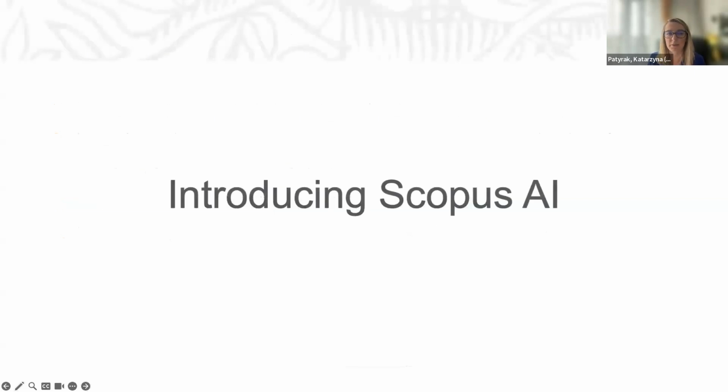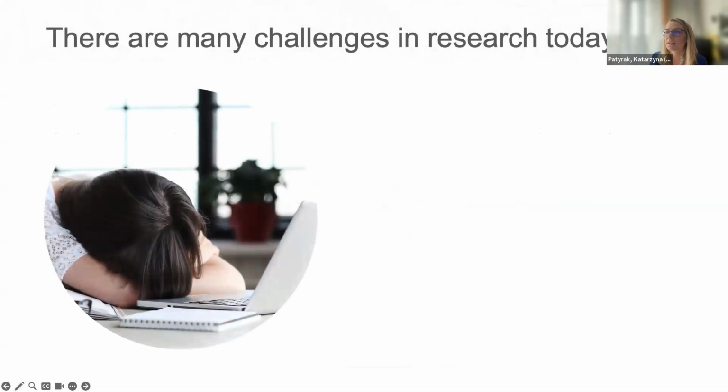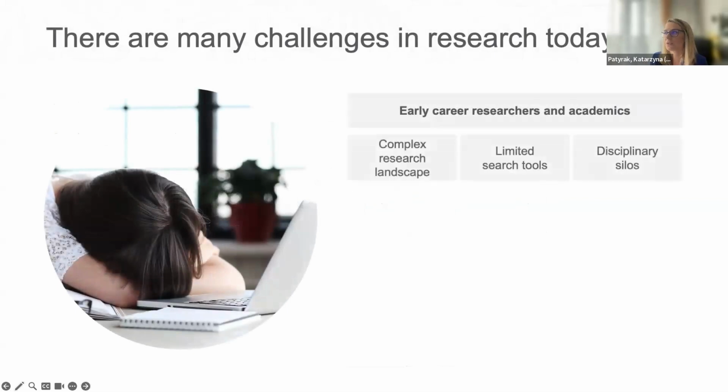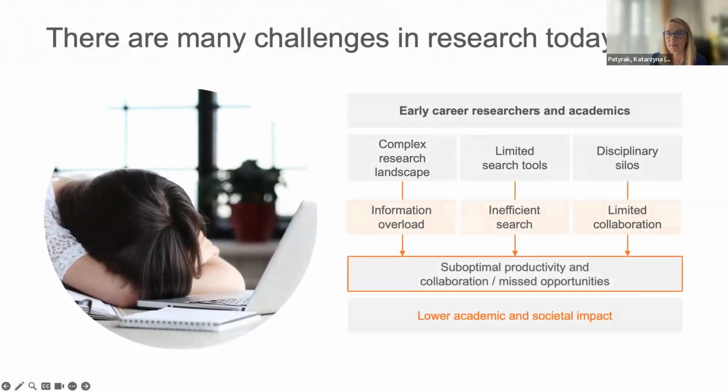So going to Scopus AI, because that's why most of you are here with me today. Well, there are many challenges in research today, and we want to start with the big picture. We speak to a lot of researchers and know the challenges they face on a daily basis. One of the things we hear a lot is that getting up to speed on a new academic topic or research area is really hard. There is so much information, and the question is, where do we even start?